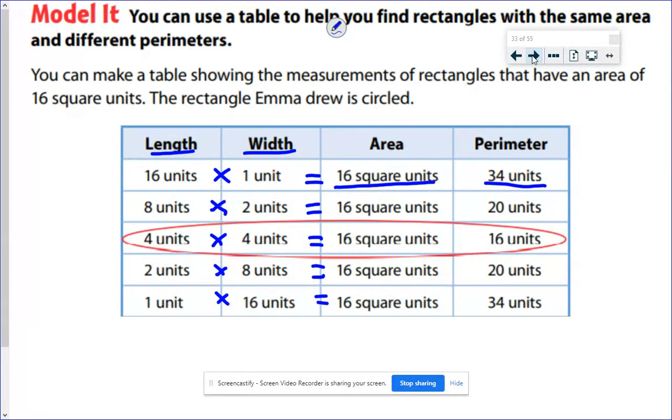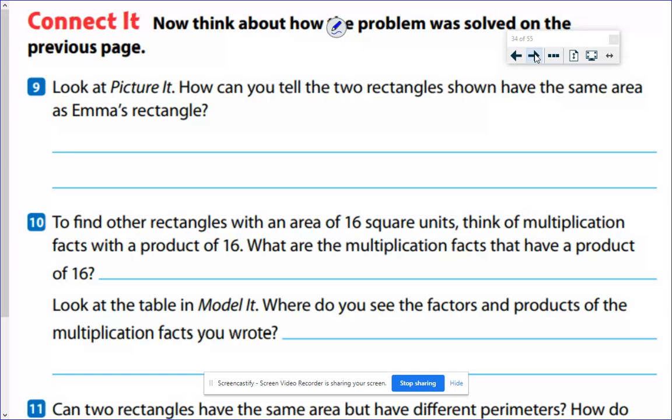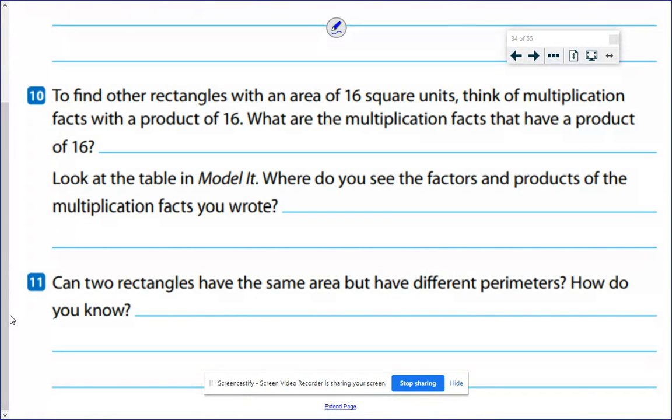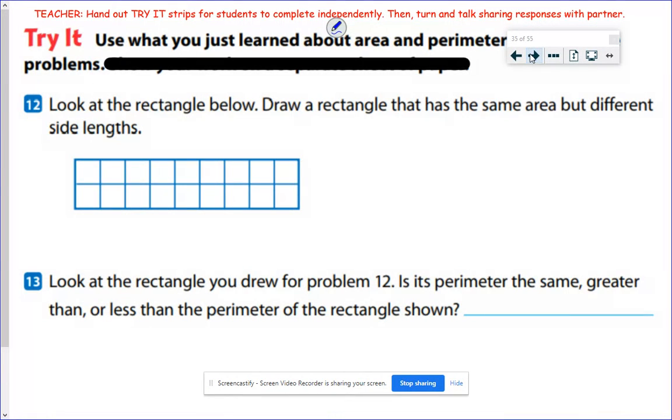All of these, the area is the same, but the perimeter was different. This one is that rectangle that got turned on its side, and that one is this rectangle that got turned on its side. I've already answered these questions by going over that on that previous page.